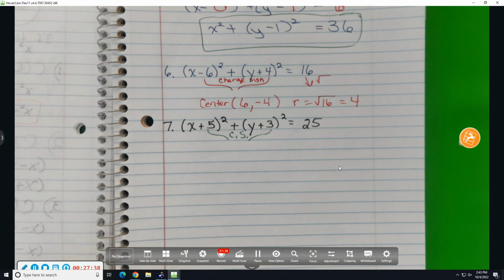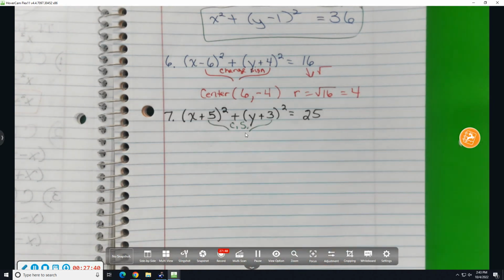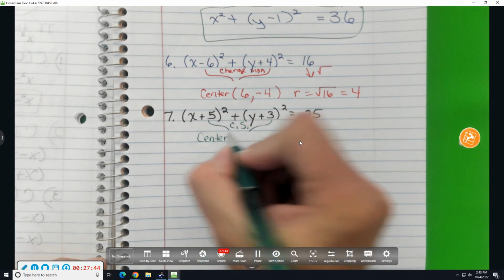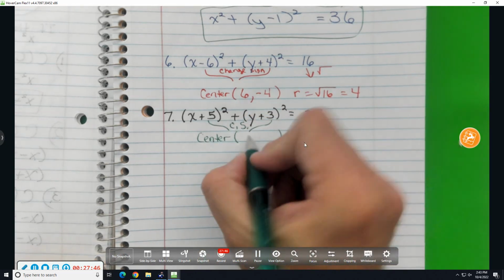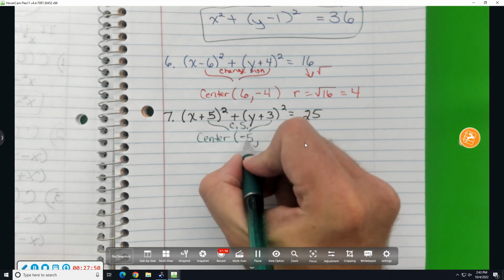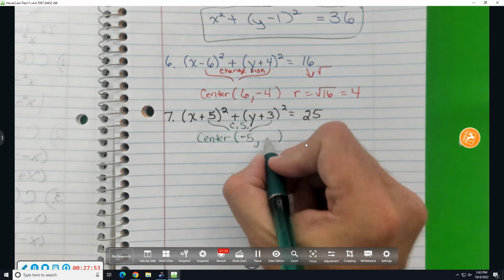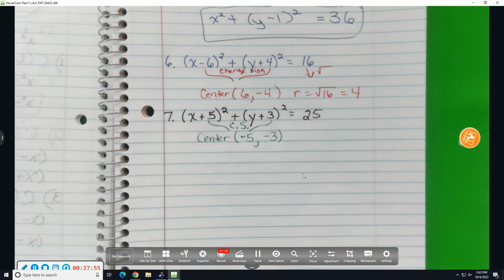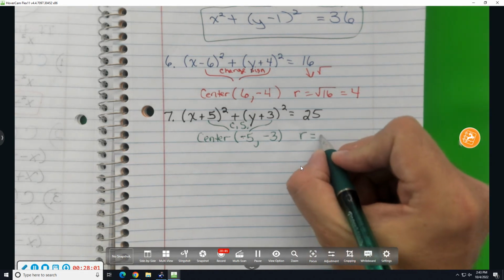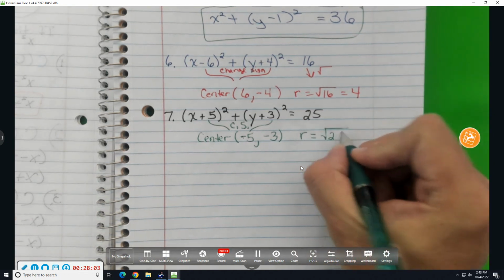So I'm just changing the signs here and here. This time the center, are both of these numbers going to be negative? Yeah, I think so. Changing the sign, it'd be a -5. Change this sign, a -3. And what's the radius going to be? Yep, 5.